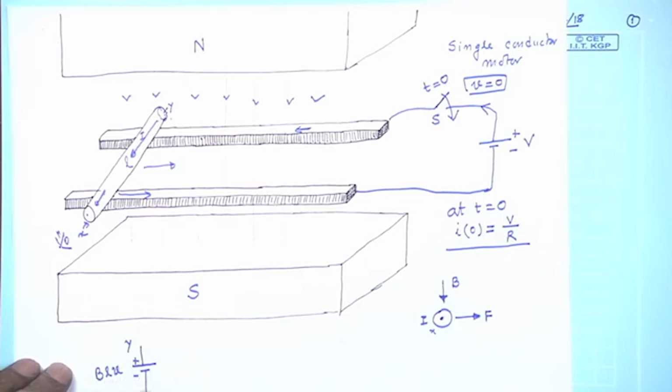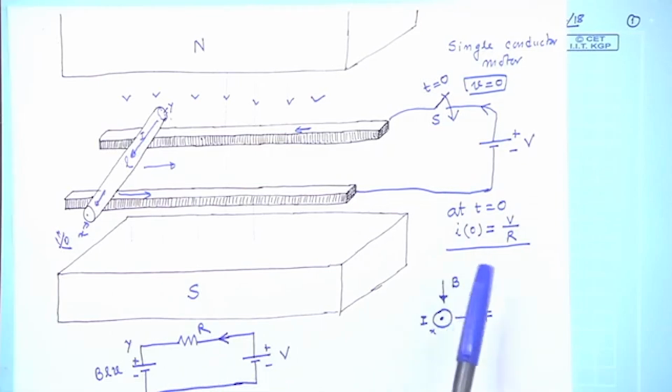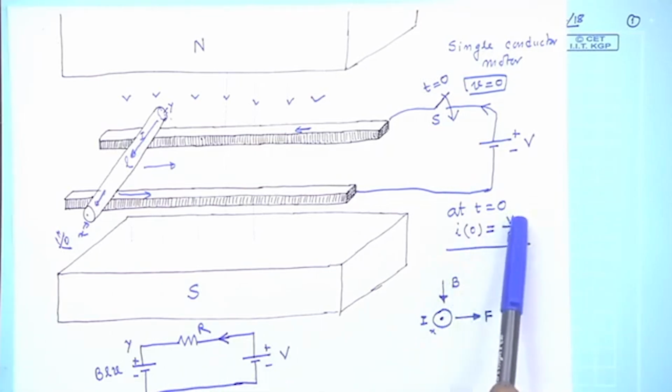How do I get this? By applying the right hand rule. Suppose the resistance of the whole network I show by R, and here is a battery, V supply voltage, and this is the direction of the current. Therefore, the current which was flowing at t equal to 0 minus was equal to V by R.